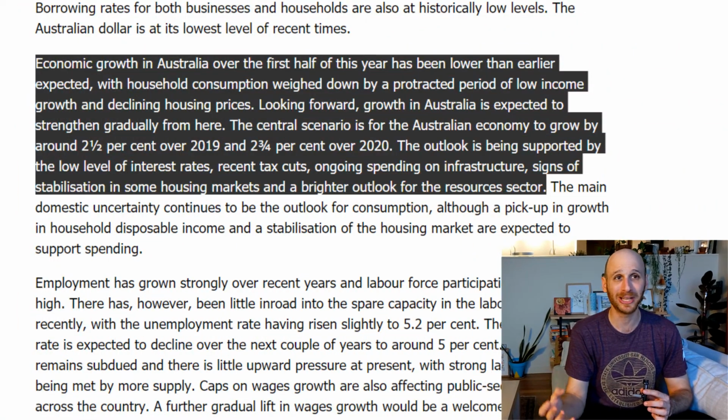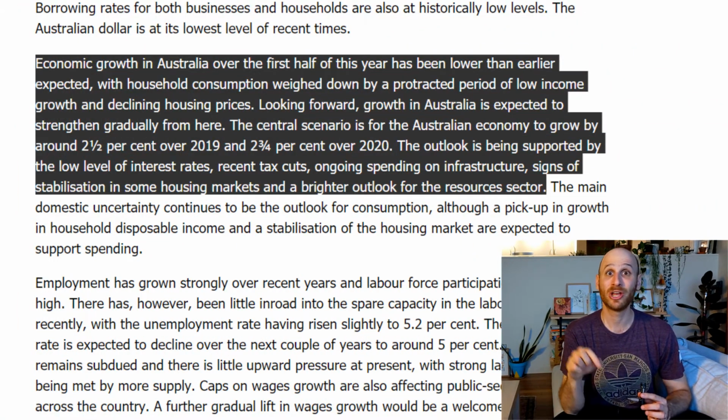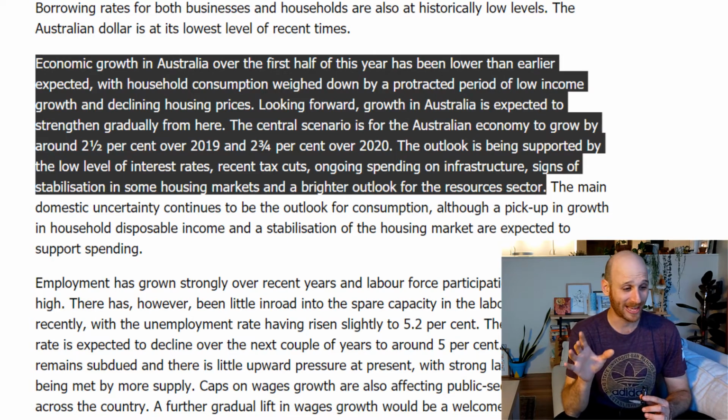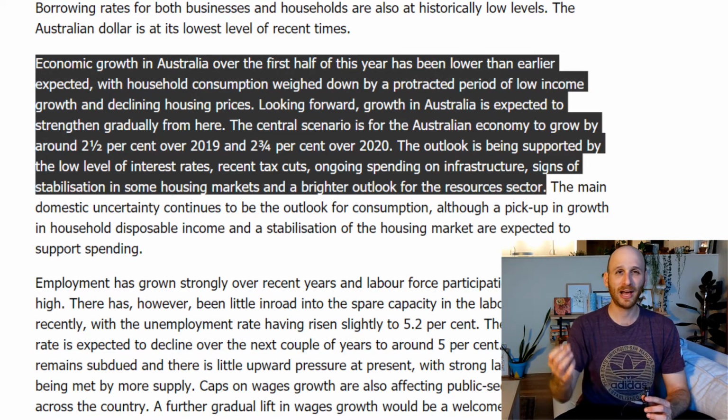Okay, so what we've got here is the RBA now looking at the economic outlook for Australia. So it's had a good look at what's been happening globally. Now it's turning its attention domestically, so within Australia. What we can see here is that the RBA is saying economic growth in Australia over the first half of 2020 has been lower than expected, right? And one of the reasons is that household consumption is weighed down. So household consumption is lower than expected.